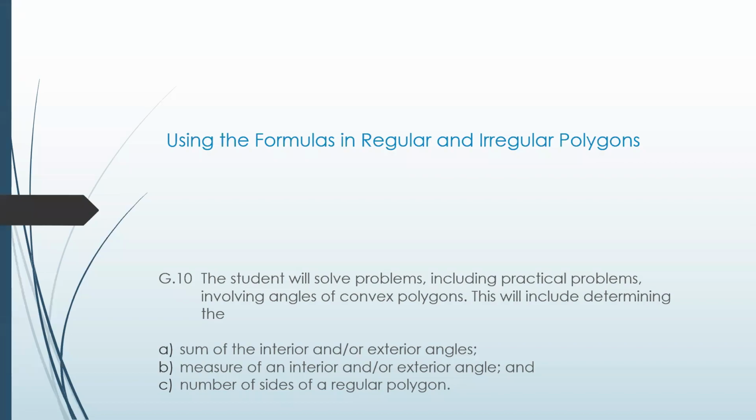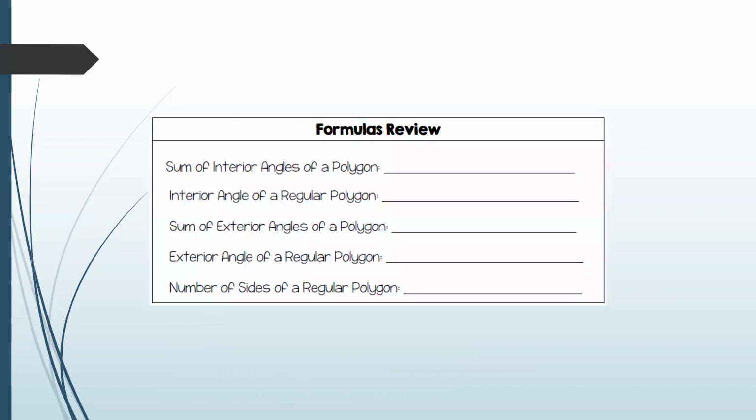In this video, we're going to take the formulas that we've learned for the sum of interior angles and the sum of exterior angles to use that with our regular and irregular polygons. So just a little review of the formulas. The sum of interior angles is n minus 2 times 180. You want to memorize this. This isn't on a formula sheet, but it is super helpful.